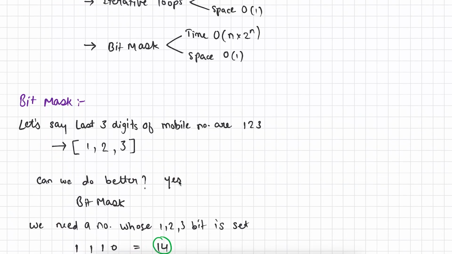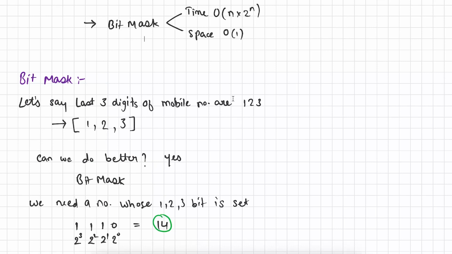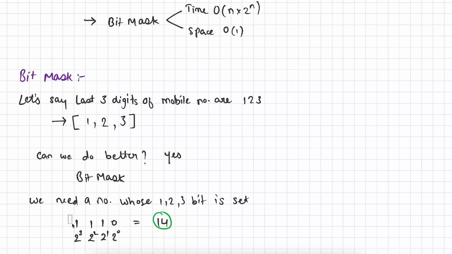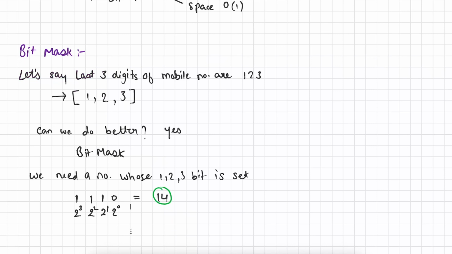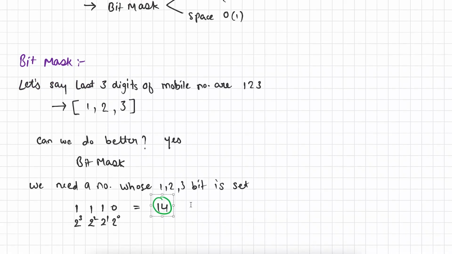So how do we do it? Let's see. Here I have 1, 2, 3. If I somehow find a number whose first, second and third bit is set, then we are done, right? This is a number whose first, second and third bit is set, and this number is equivalent to 14 in decimal, right? So the binary representation of 14 is simply putting a mask over the last 3 digits of a mobile number, right?